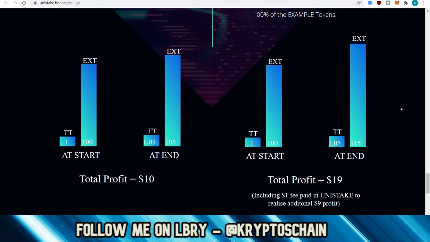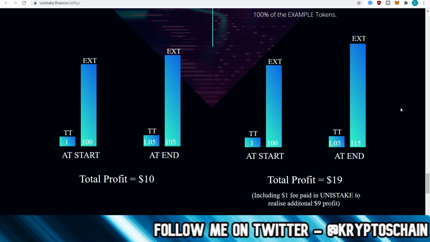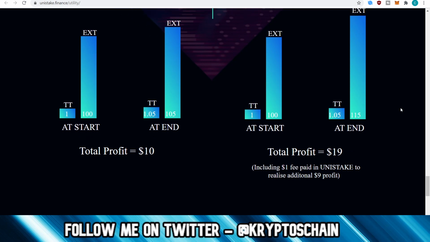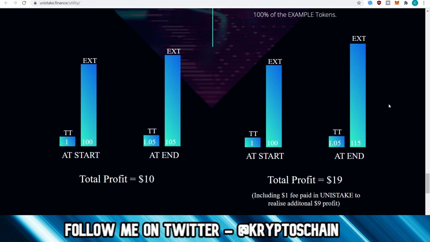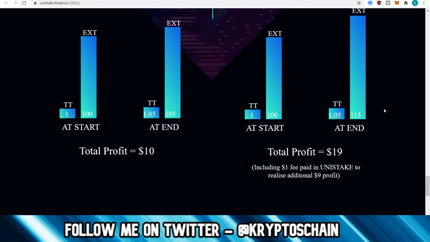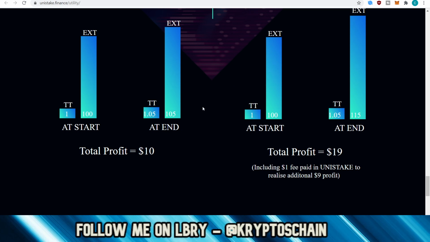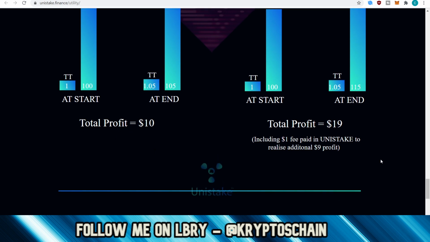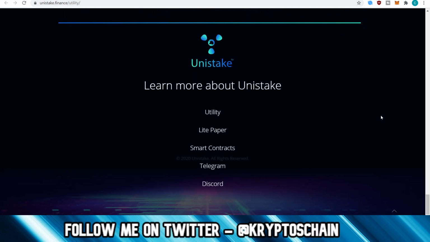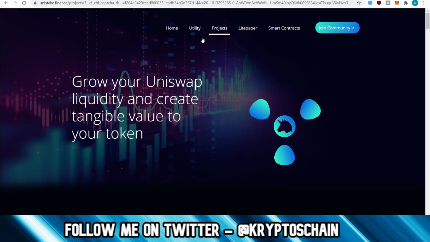And here we can see what the total profit would be using Unistake and why you should do it once they launch their platforms in order to take advantage of this extra benefit, right? Because many people are using Uniswap at the moment as a standalone but are not benefiting from this as much. So we can see here, as an example in the graph, the total profit with Uniswap alone would be $10 and with Unistake it would be $19, which includes the $1 fee paid in Unistake to realize the additional $9 profit.